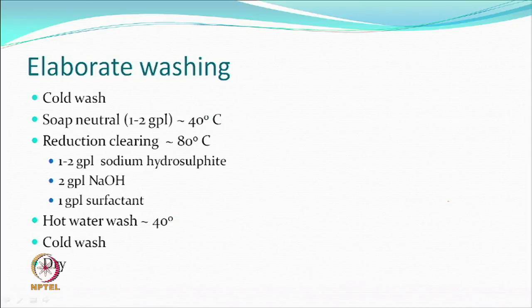So, the washing is elaborate in the sense that everything is being done, including cold wash and then neutral soap. These two are the initial processes, and then there is an interesting process, which is reduction clearing. The same sodium hydrosulfite and alkali is there in this reduction clearing bath, and then you wash it with little hot, then cold, and then dry. So, even if it is a dispersed dye or direct printing on textile, you still require a good amount of washing sequence.